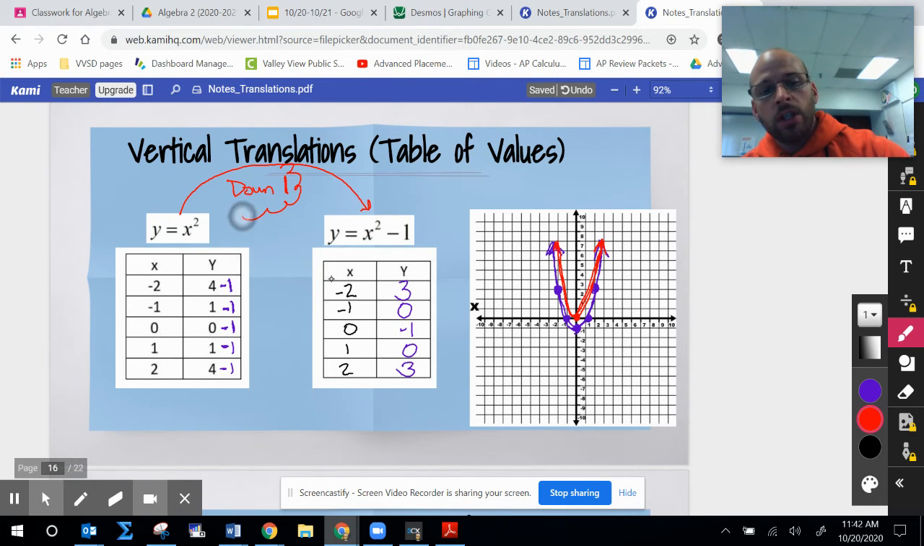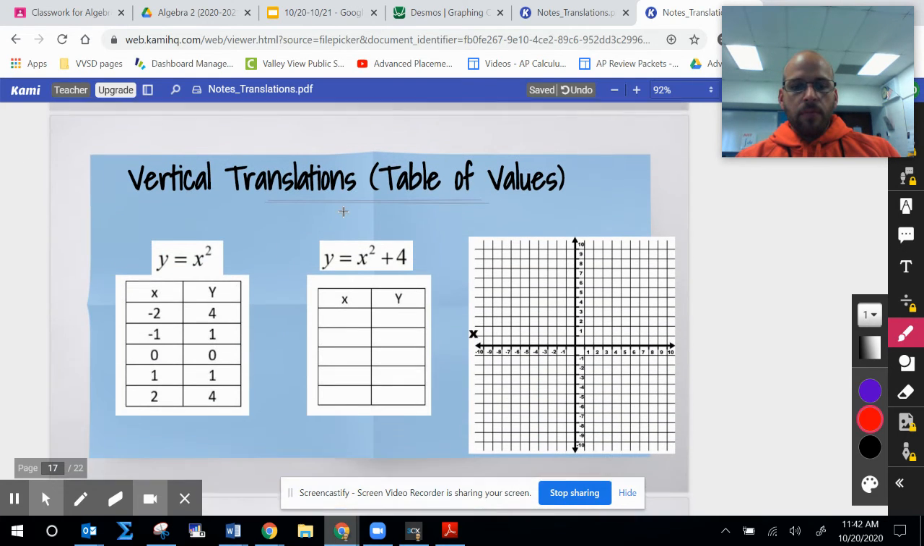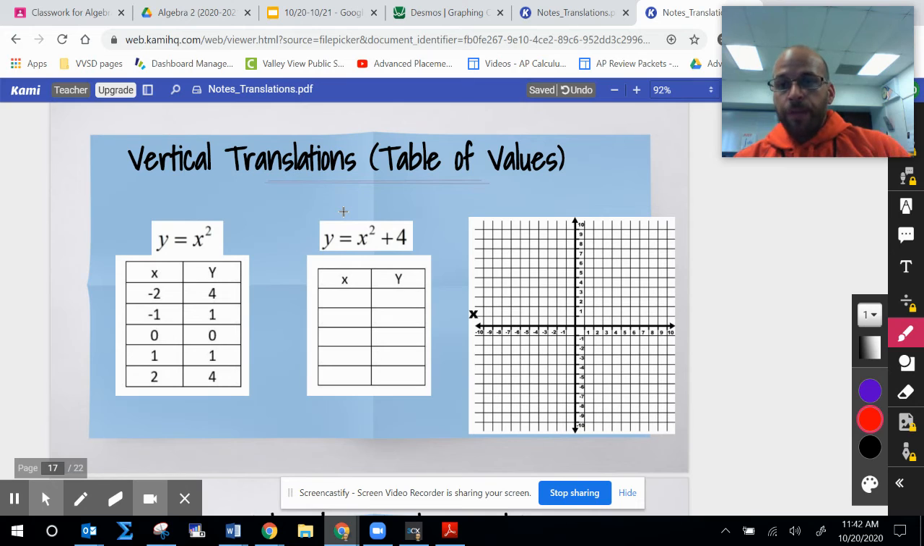Isn't that the translation? So 1, we can identify what that translation is, but then 2, we can actually apply it to a table of values or a graph. We can take all those points and move them down that many units. So let's take a look at this one. Feel free to pause. You could try to do this one on your own.